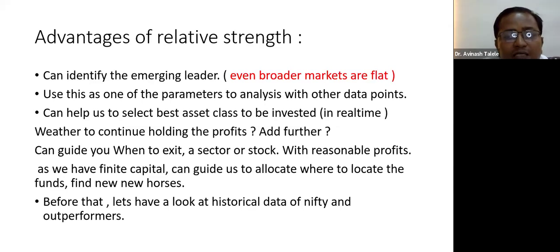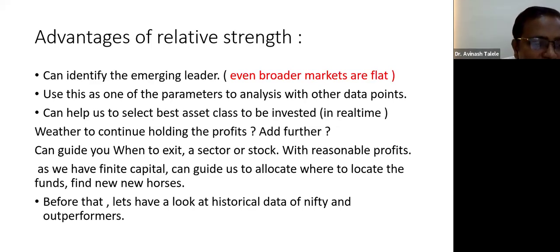It can be one of the parameters in various data points to narrow down to the scripts, and then you can apply your refined technical analysis once you have shortlisted certain stocks. It can help us to select the best asset class to be invested in real time. Also, I don't know any other way to find out whether to continue holding the profits, to add further, how to guide an exit from a sector or stock with reasonable profits. As we have a finite capital, it can guide us to allocate our money in the best possible funds and find new horses.